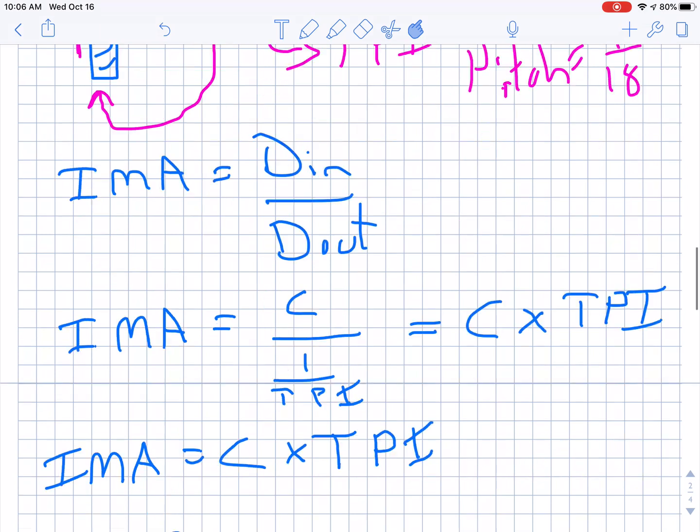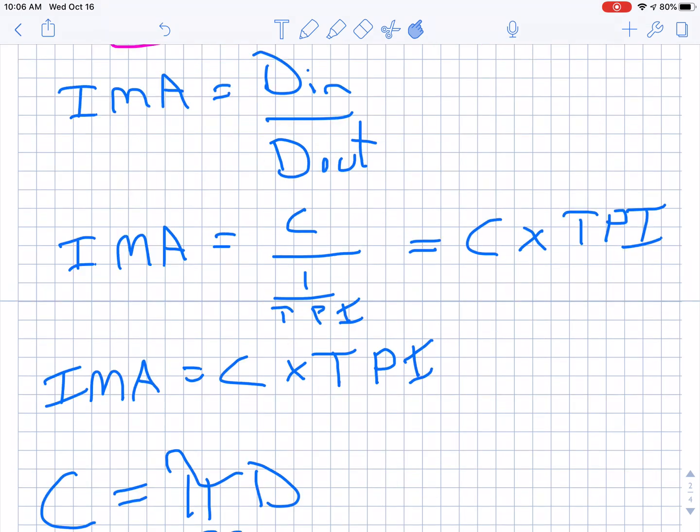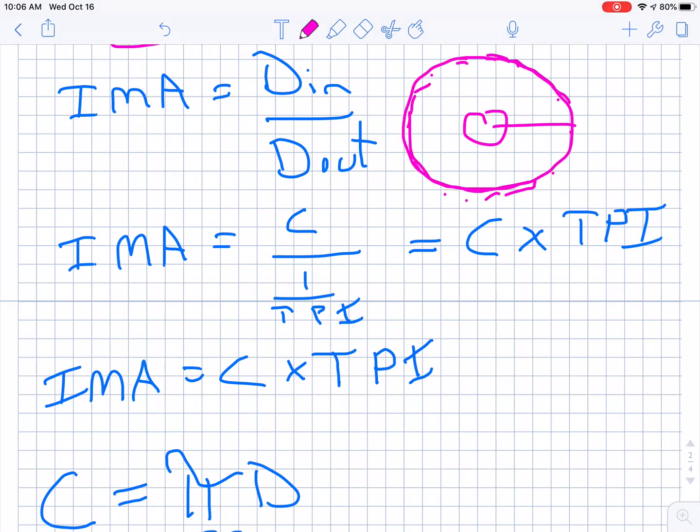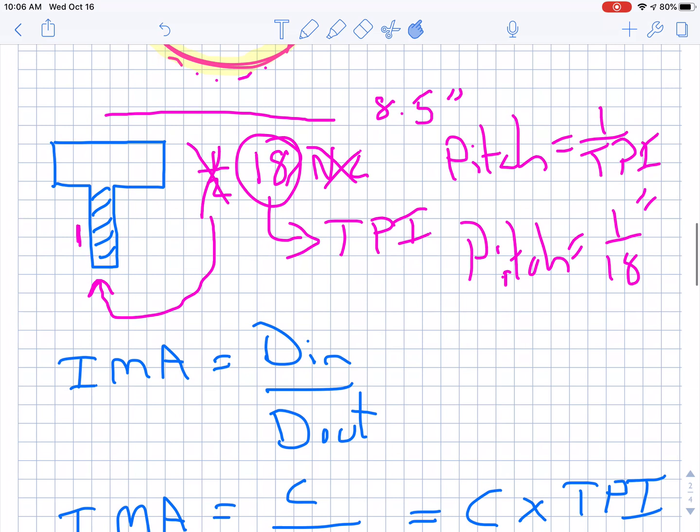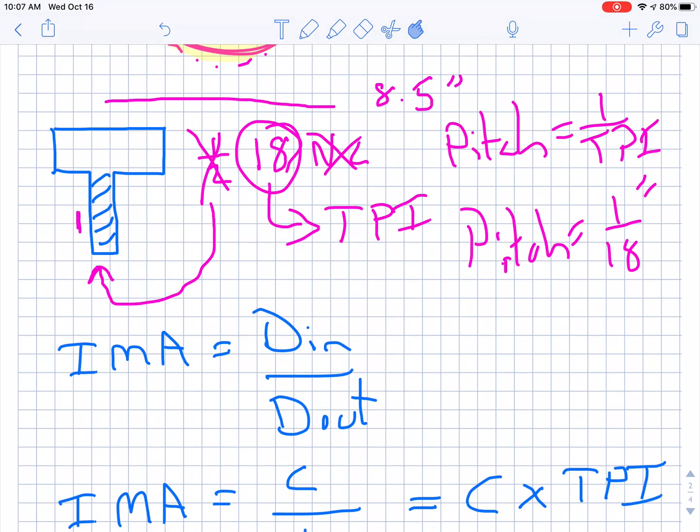Moving on. Equation time. IMA is, to think differently, think of the input distance of that wrench. If I were to draw it again, here's that wrench. The input distance, I'm going around the circle, starting here and ending here. That is circumference. So our input distance we think of as circumference. And then the output distance, I just said that, remember? It travels down an 18th of an inch. So that's pitch, or 1 over TPI.